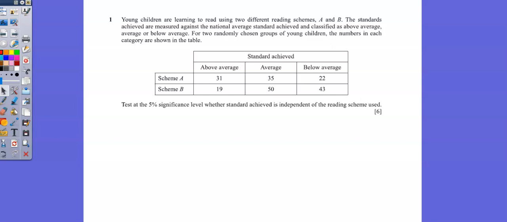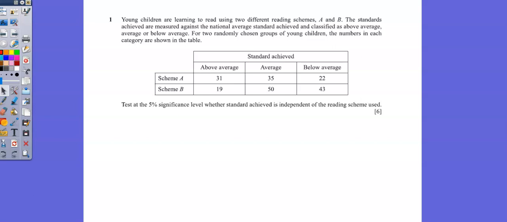This is 9231 Further Probability and Statistics, Topic 3, Chi-squared tests. This is June 2020, Paper 43, Question 1. Young children are learning to read using two different reading schemes, A and B. The standards achieved are measured against the national average standard achieved and classified as above average, average, or below average. For two randomly chosen groups of young children, the numbers in each category are shown in the table. Test at the 5% significance level whether standard achieved is independent of the reading scheme used.